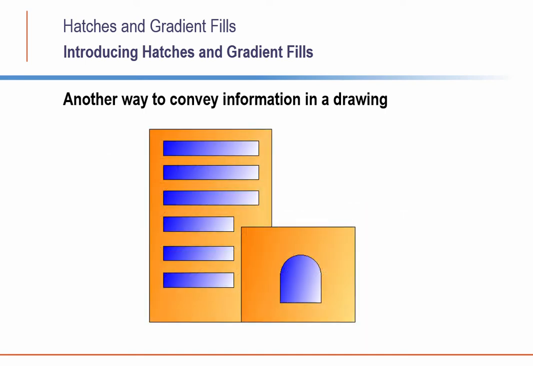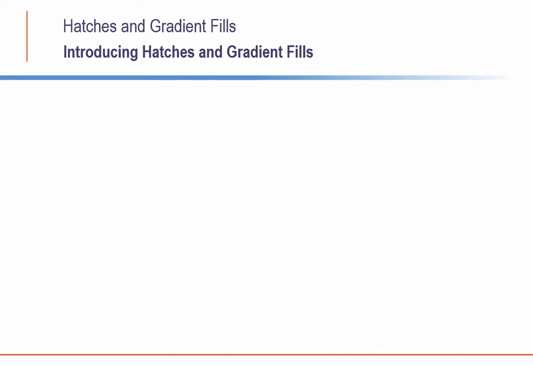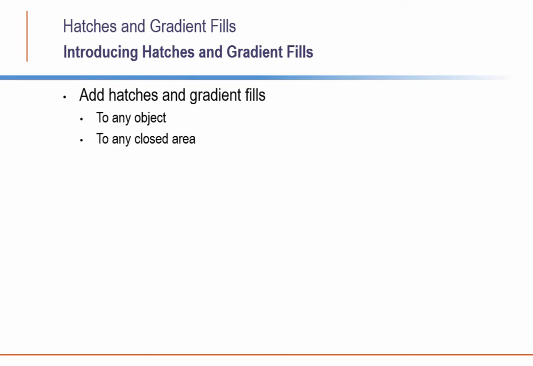You can also fill areas with a gradient fill to add different types of graphic effects. You can easily add hatches and gradient fills to any closed object or closed area. The key is that the area in which you want to add the hatch or gradient fill must be a closed area.